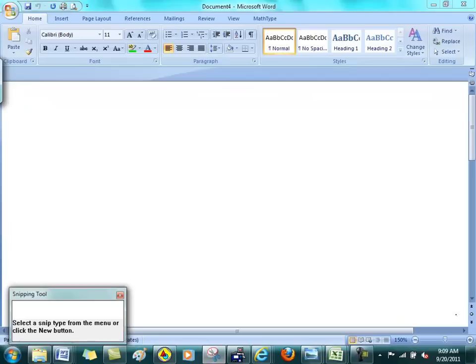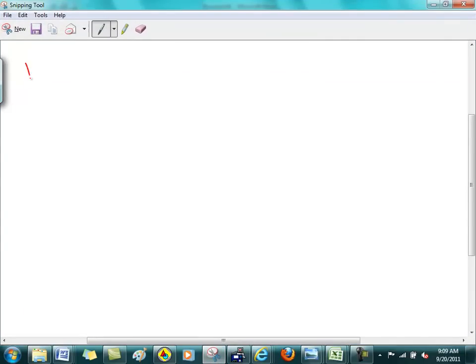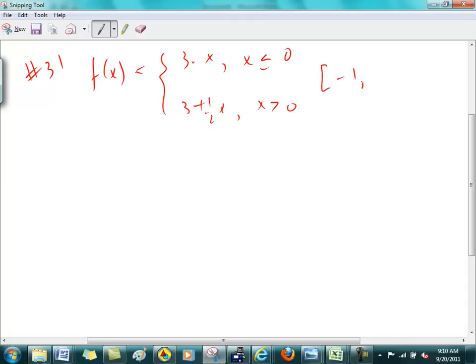Which was the next one? Number 31. Discuss the continuity of the function in the closed interval. This is a good lead into today's work. Let me write the function down first. It's 3 minus x if x is less than or equal to 0, and 3 plus a half x if x is greater than 0. Your interval is minus 1 to 4.